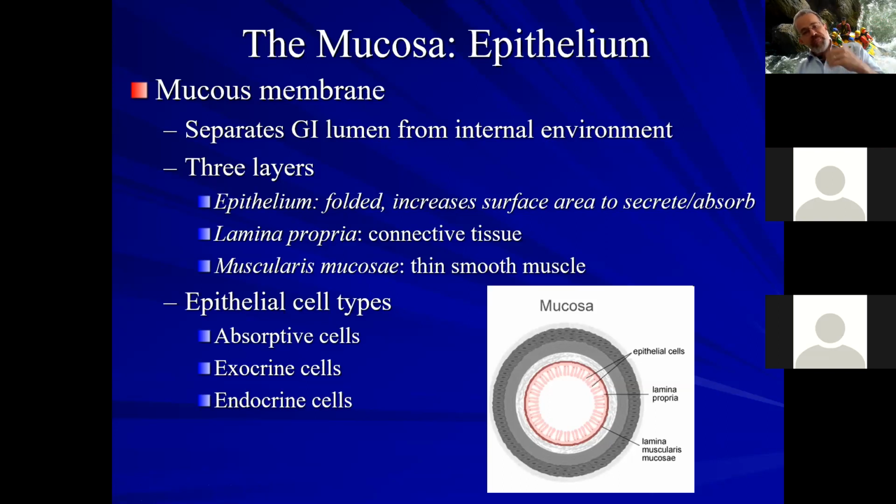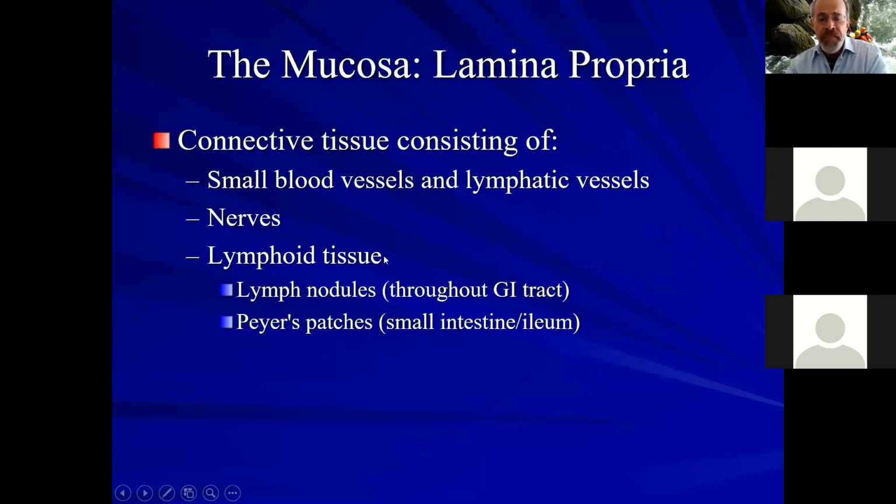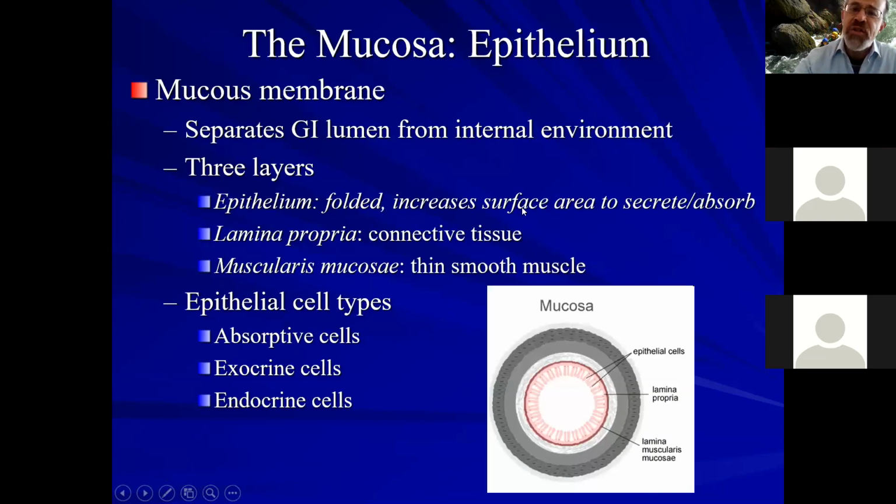That's a couple of important parts. The third part is the fact that the epithelium is folded. And I don't know if you can tell here, maybe if I go back to this previous one, you can see how it's folded. It's not straight. This creates a very large surface area.